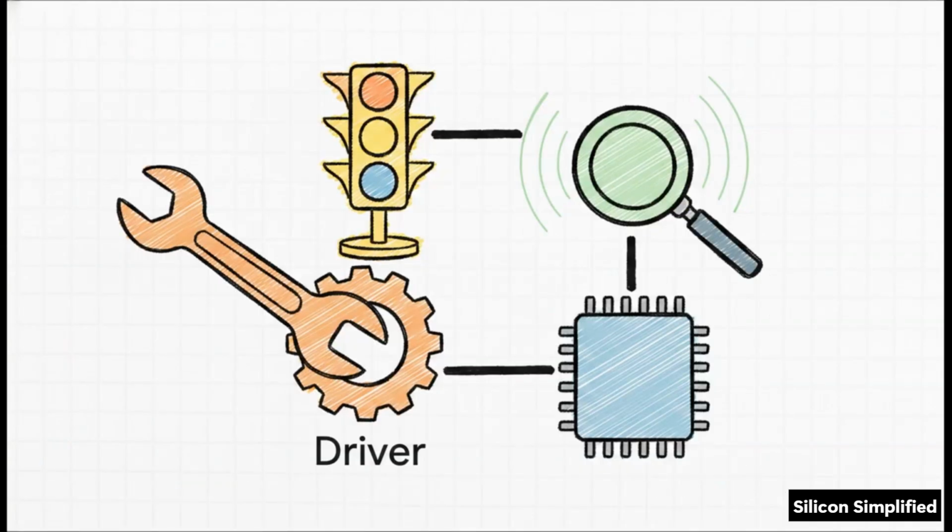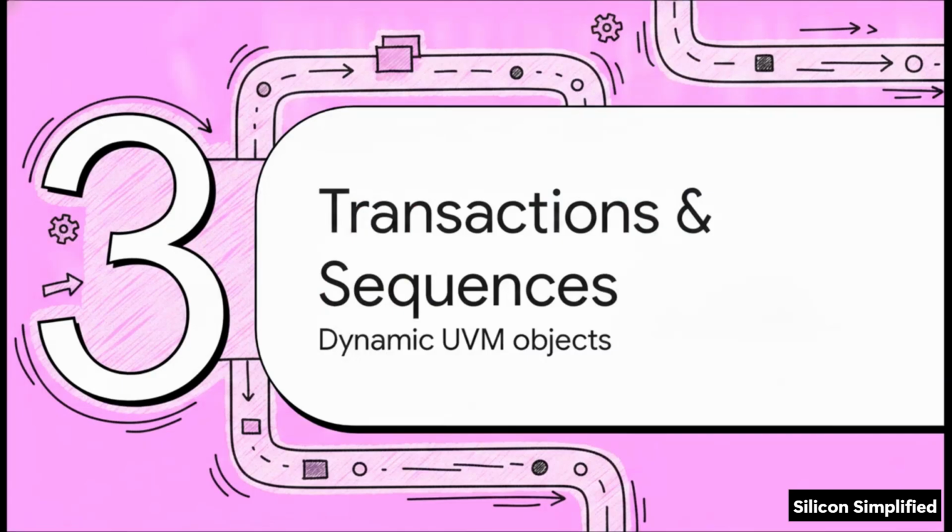To keep our factory analogy going, let's look at the three main pillars of an active agent. First, the sequencer is the dispatcher, arbitrating and controlling the flow of work. Then you have the driver, which is the machine operator. It takes that abstract work request and literally translates it into cycle-accurate, pin-level signal transitions on the actual hardware. And finally, the monitor acts as the quality inspector. It just sits passively on the bus, sampling the pin-level activity, reconstructing the data, and broadcasting it out to our scoreboards and coverage collectors.